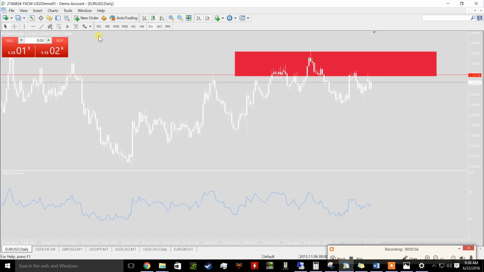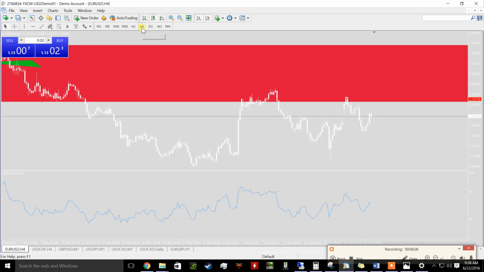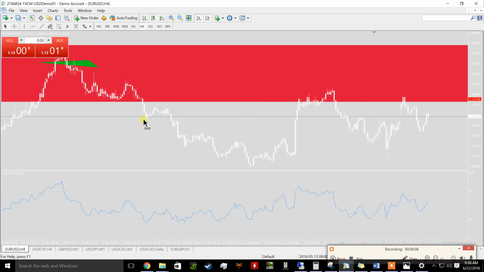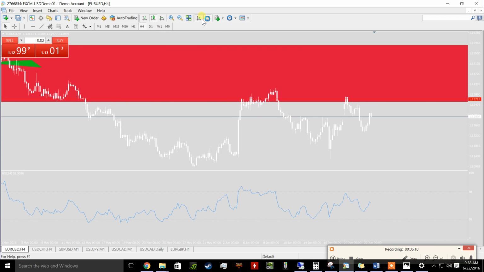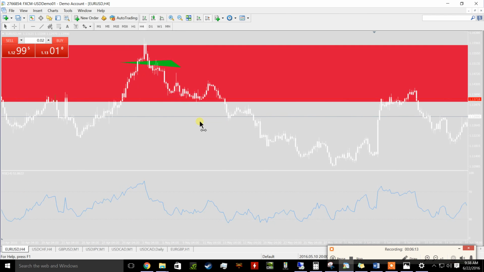Okay, I'm just having a really bad time drawing this stuff, guys. But we'll just leave it for now and go into it a little bit deeper here. So we're gonna go into the 4 hour chart, right? Once we go into the 4 hour chart, look at this. Now look at what we're seeing here.